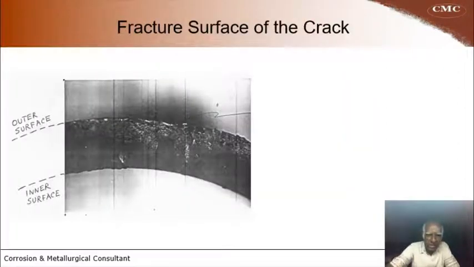This is a cross section. This is a fracture surface of the crack. That means you are looking from top to bottom of the fracture surface. This is corresponding to the inside surface of the autoclave, and this is outer surface of the autoclave. And you can see the difference in the fracture characteristics.